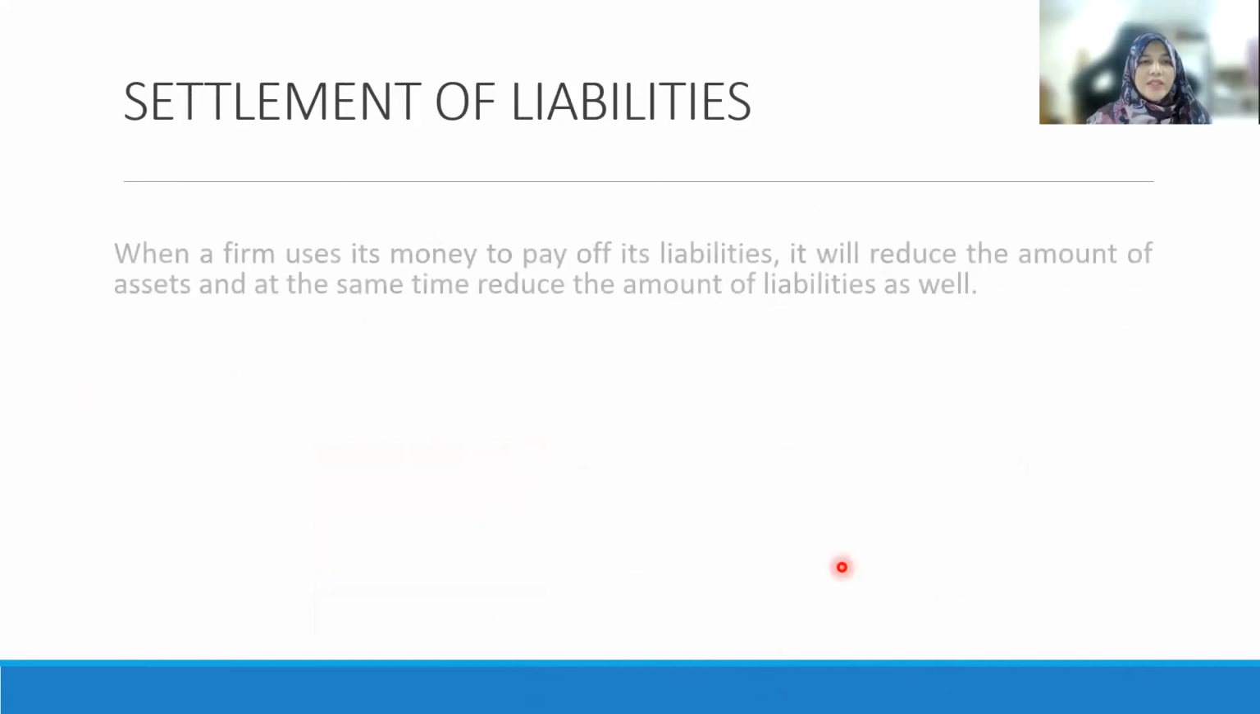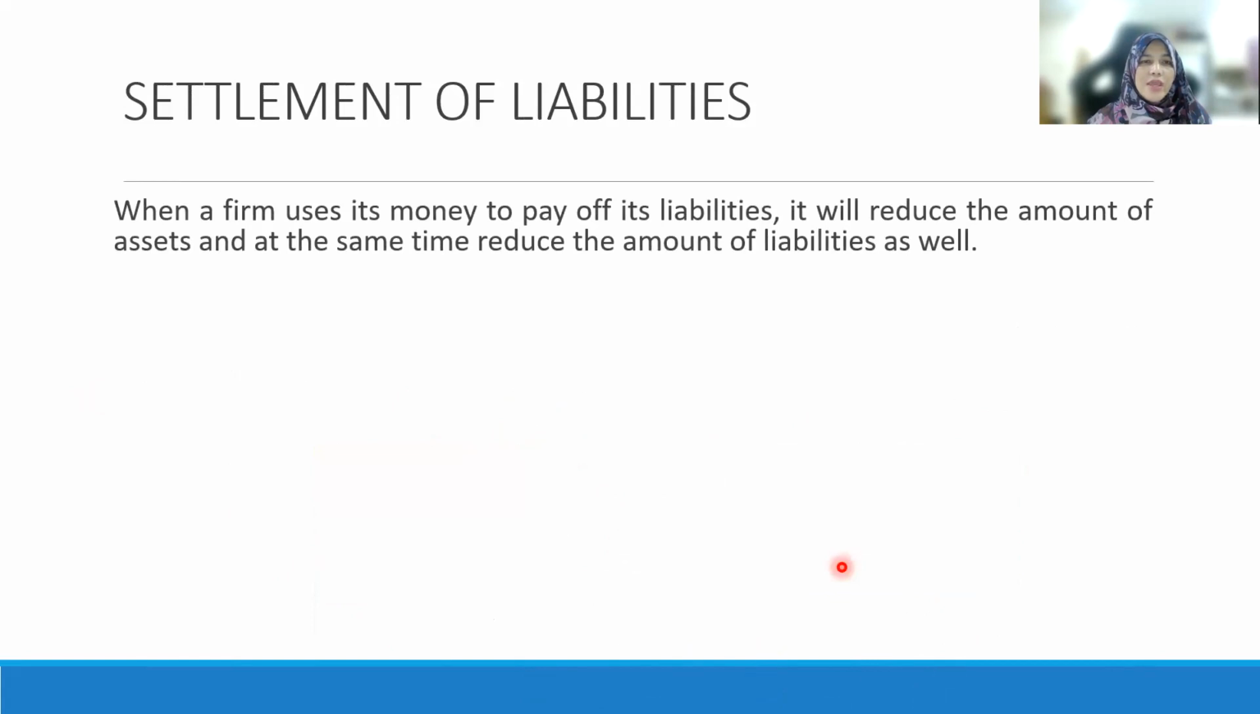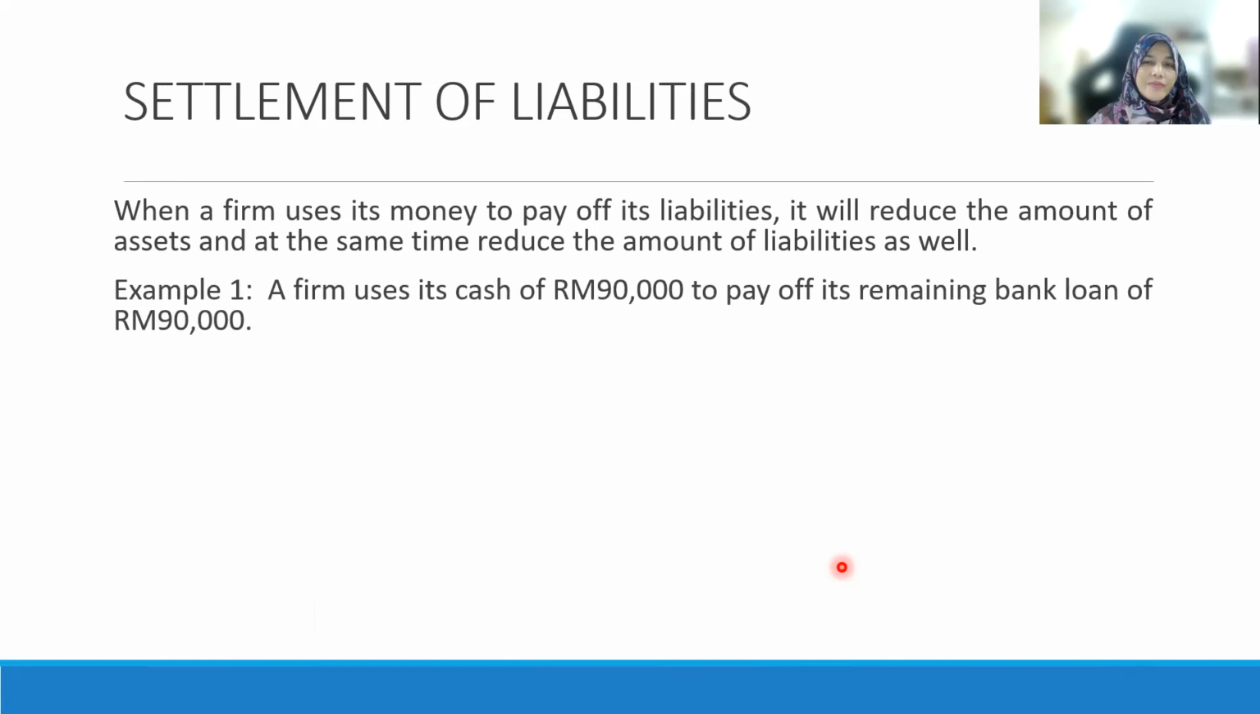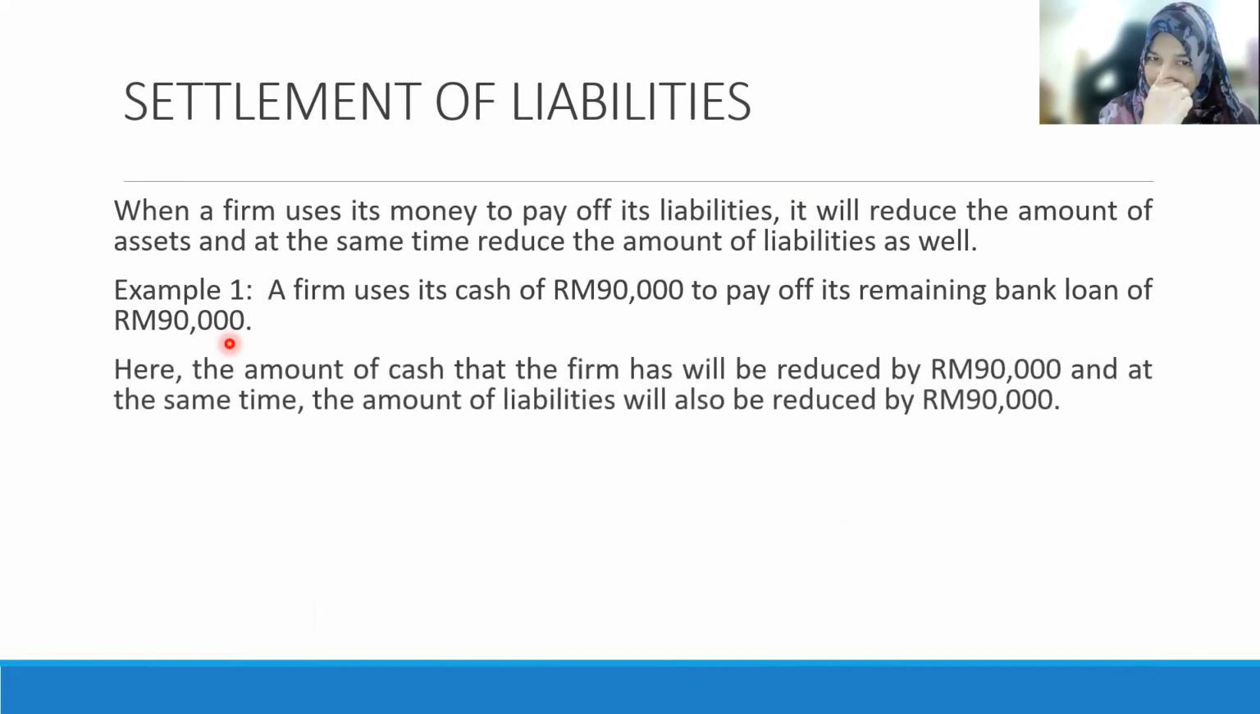Okay, settlement of liability, as the name implies, it is when the company use the money to pay off the liability. It will reduce the amount of asset, at the same time reduce the amount of liability. Example, the company or a firm use its asset of 90,000 to pay off its remaining bank loan of 90,000. Here, the amount of cash will reduce by 90,000. At the same time, the amount of liability also reduced by 90,000. So that is known as settlement of liabilities.